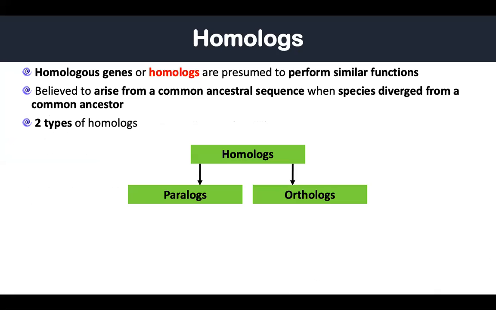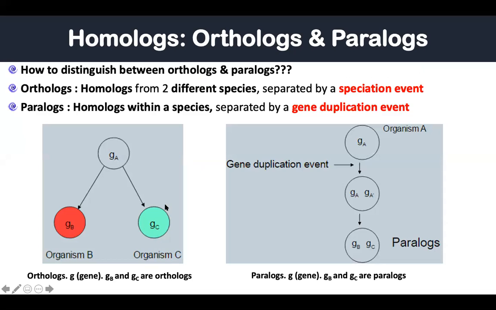Okay, so moving on, we also have specific terms for homologous genes. They are also known as homologs, and they can be further divided into two other forms, right? One is known as paralog and another known as ortholog. Homologs are believed to arise from a common ancestral sequence. It means the genes have a common ancestor, and when the species diverges from a common ancestor, you have homologs. So there are two types of homologs, paralog and ortholog. And we look at the difference between these.